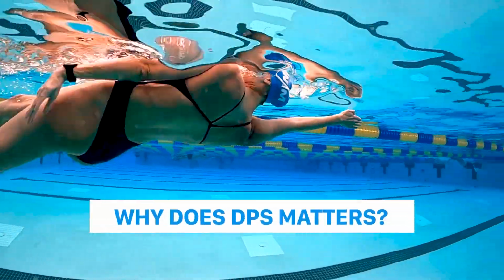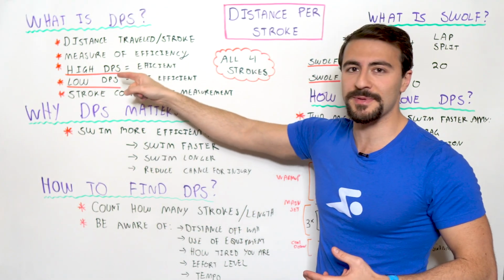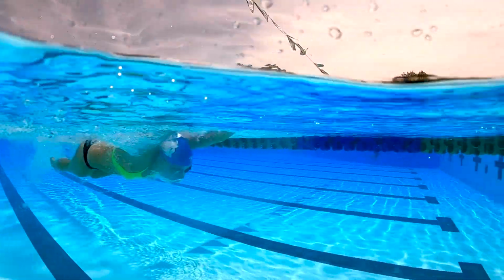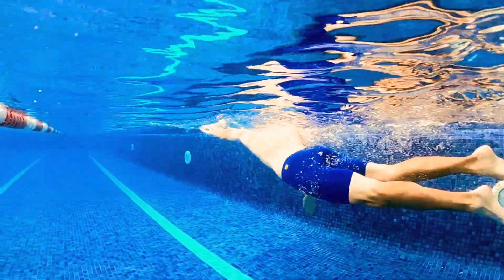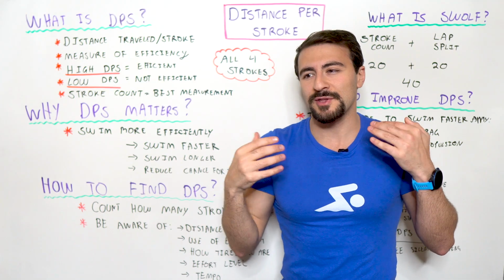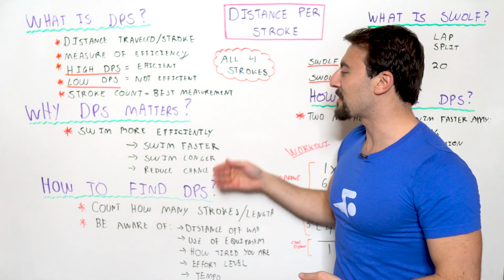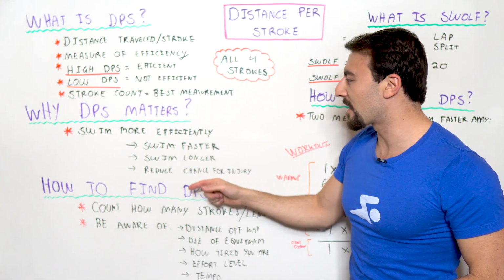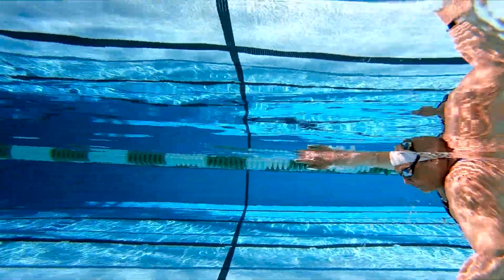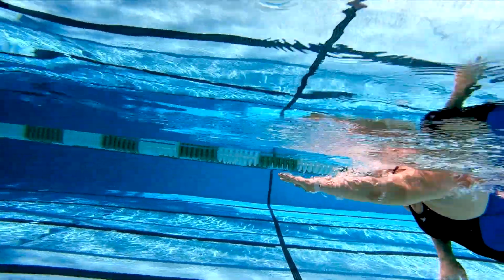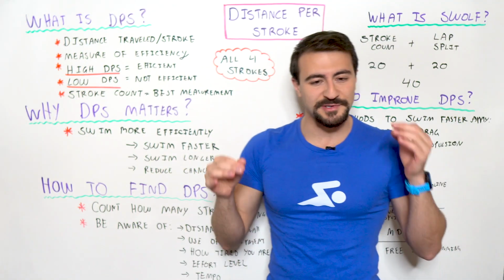So here's why DPS matters. When you swim with a more efficient stroke, a higher DPS, you're going to swim faster, and you're going to swim longer, so you're going to be able to swim faster for a longer period of time because your body's not using energy unnecessarily. That's the definition of efficiency. So you're moving through the water faster, you're going to swim longer, and because you're moving through the water with less effort, you're not trying as hard, it means your stroke is probably going to be more technically sound, and as a result, you're going to reduce your chances for injury. So that's why this really matters.